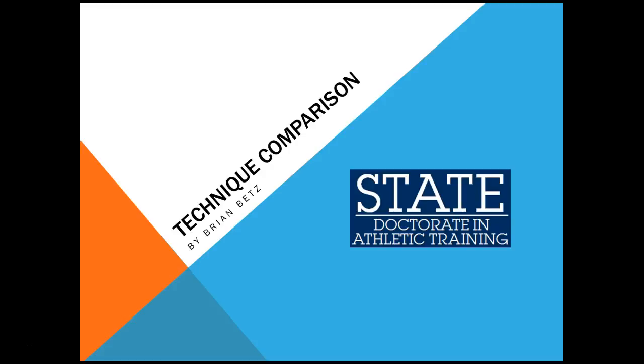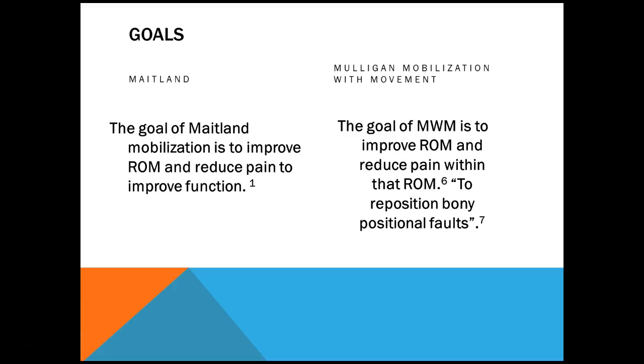I'm going to do a little bit of a technique comparison today, going over the differences between Maitland's mobilizations and mobilizations with movement. So, what are the goals of each? The goals of Maitland mobilization is to improve range of motion and to reduce pain and improve function. Mulligan mobilization with movement is pretty much the same thing.